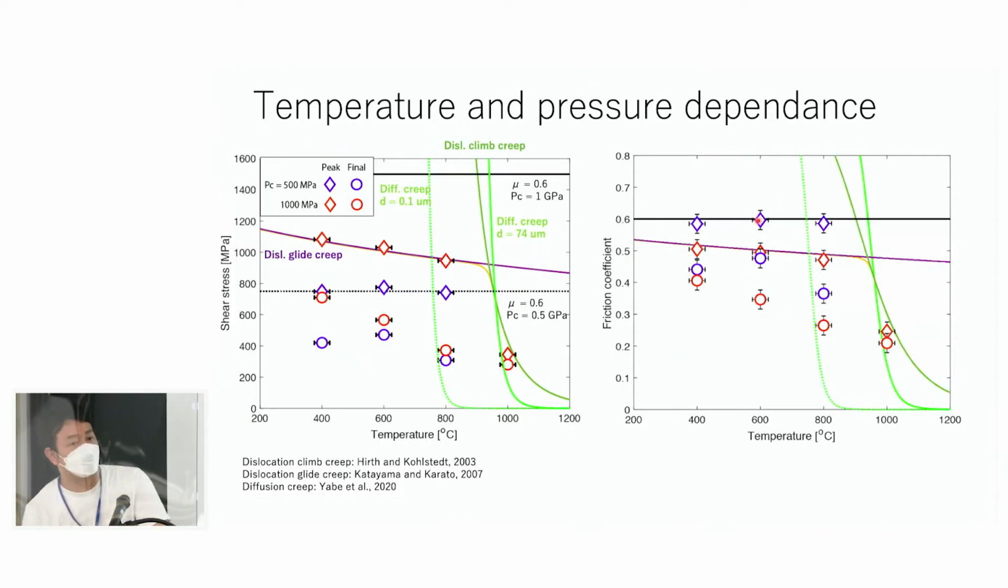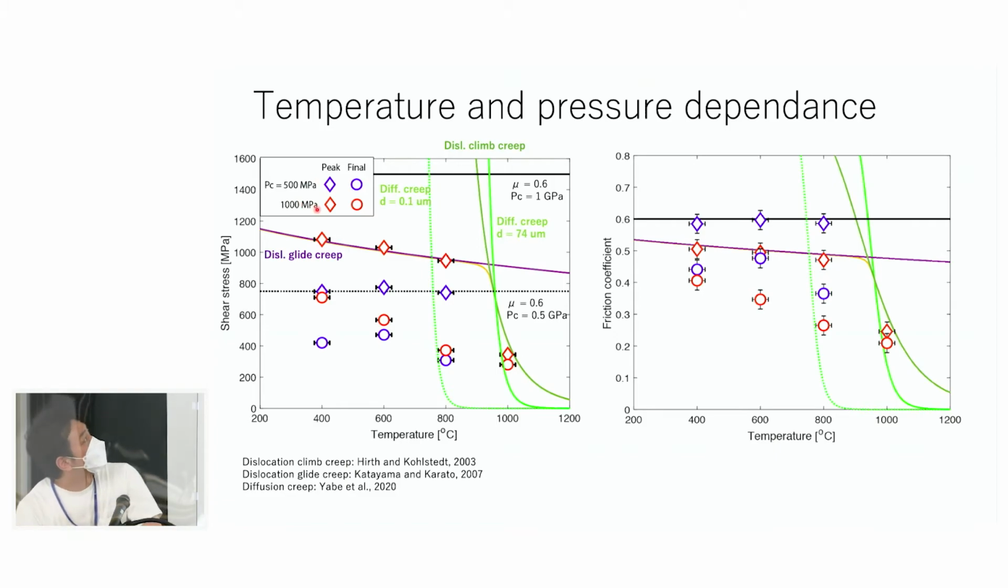And this is a summary of the mechanical data. The vertical axis is shear stress, and the horizontal axis is temperature. Here we have many lines, but this black line shows a friction coefficient of 0.6, at 500 MPa, and here at 1 GPa, sorry. And here is dislocation glide flow, and this green line is dislocation climb flow from Hirth and Kohlstedt. These two lines are diffusion creep, grain size sensitive creep flow from Yabe et al.